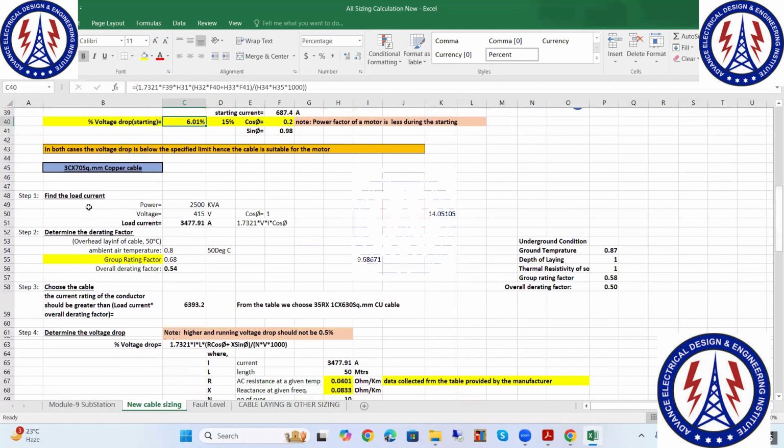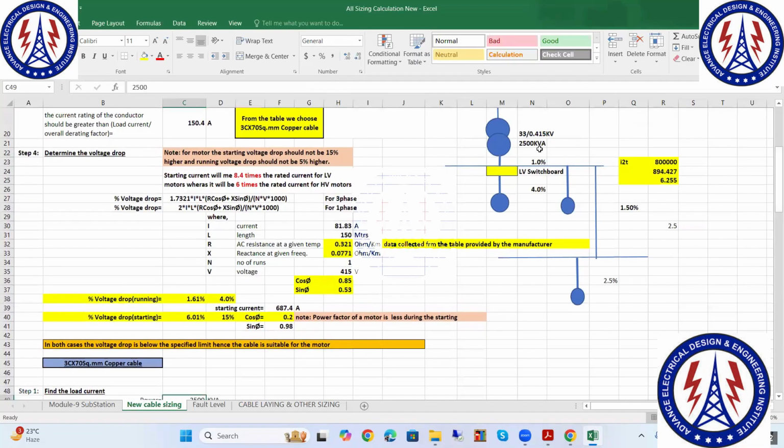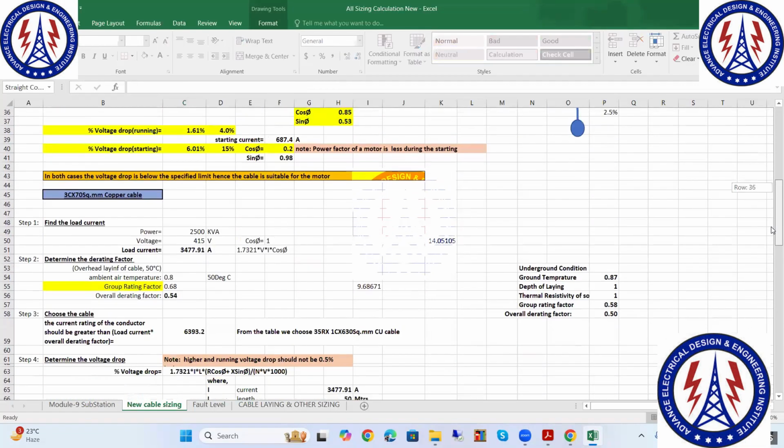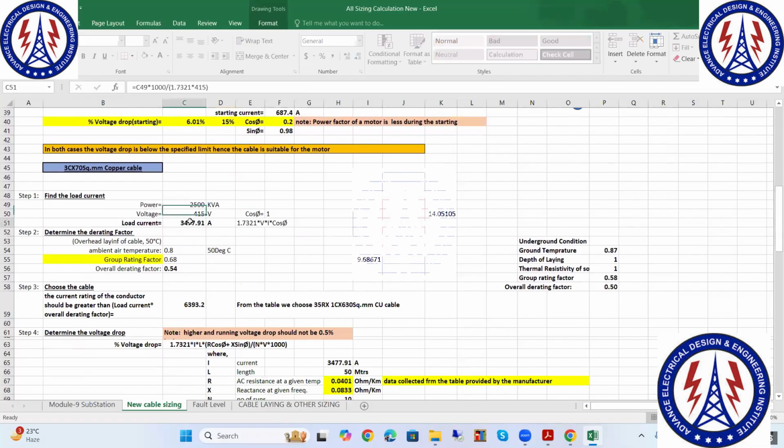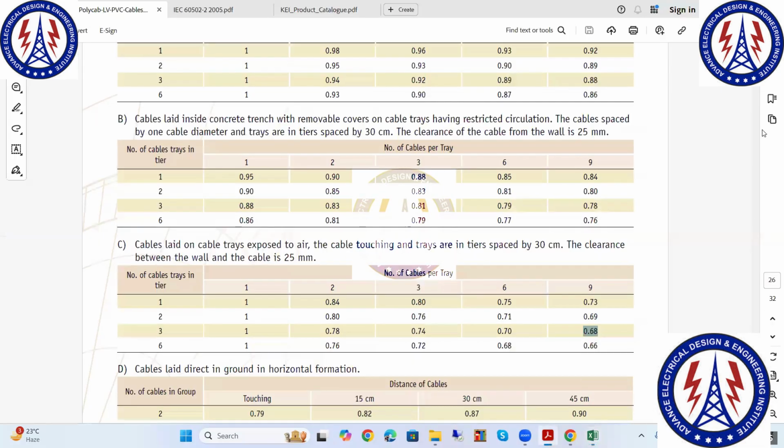Similarly, here I have sized one cable for a transformer to the load. Suppose here the drop margin is 1%, so I will size the cable based on this. For 2.5 MVA, my current requirement is 3477, and with derating, overall it is coming 6393, right? But when I go to the catalog, I will see that.